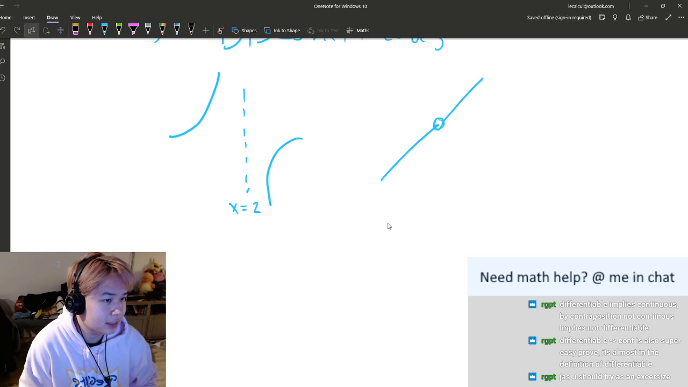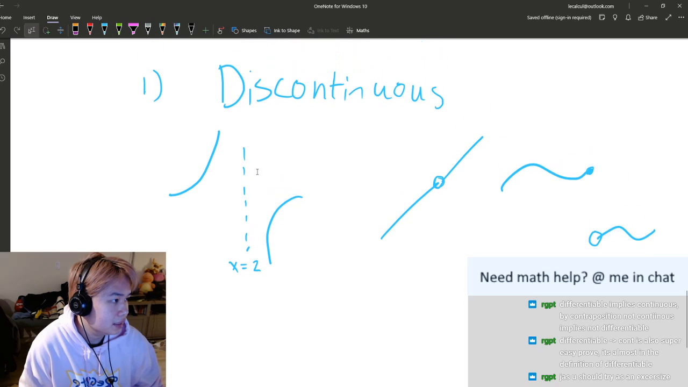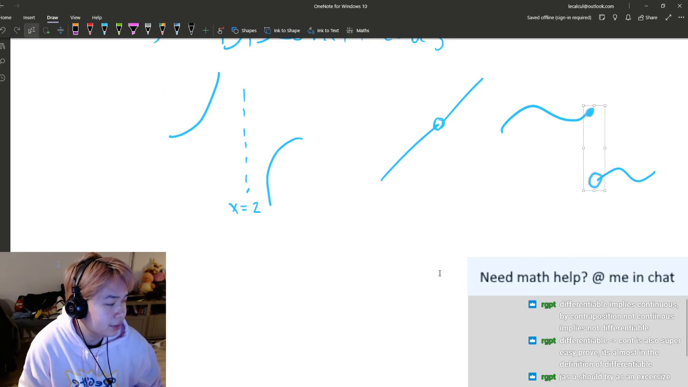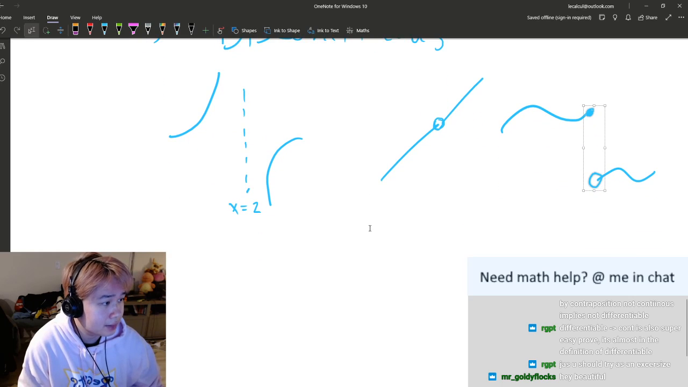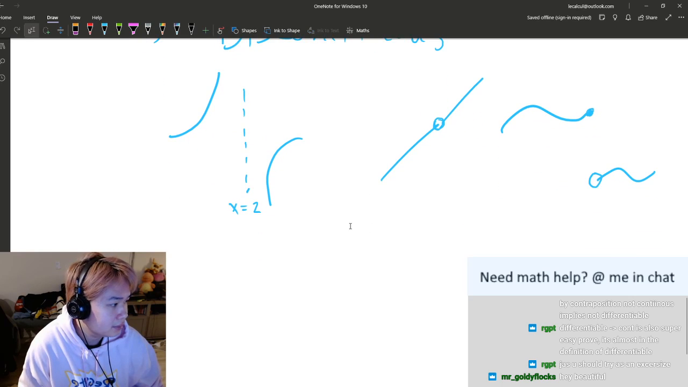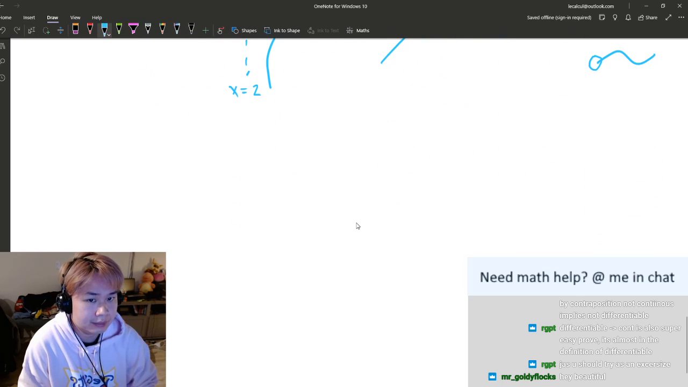If you have piecewise functions, something like this, this is discontinuous as well. So if you have any x values that happen at any of these locations, you're not going to be continuous there, which means that you're not differentiable there.